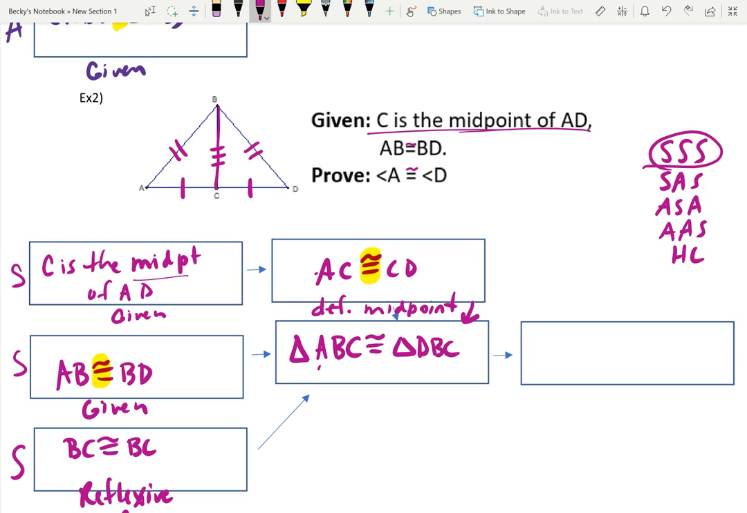Now you have to put something underneath. It's not given. We found this out in the very beginning. We proved it by side, side, side. And lastly, we're going to prove what we set out to prove. The angle A is congruent to angle D by CPCTC, corresponding parts of congruent triangles. If you look up here, A and D, they are corresponding parts of congruent triangles. They are congruent because we did that here in the middle.